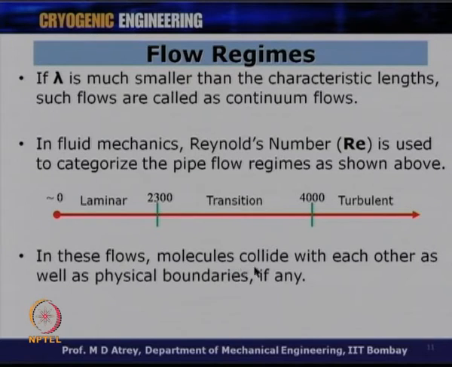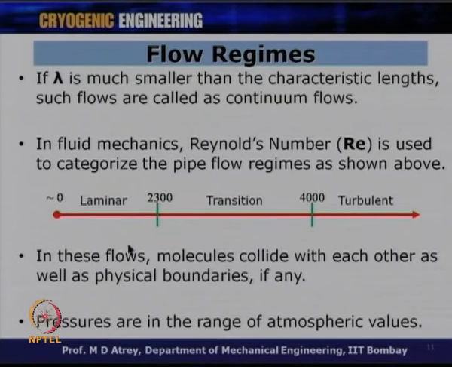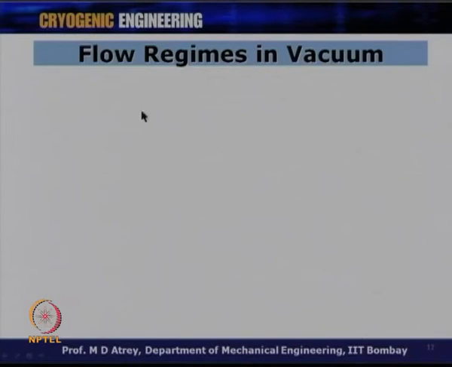In these flows, molecules collide with each other as well as with physical boundaries, if any. That means the molecules are in constant collision conditions, they are constantly colliding with each other, and they also may collide with the walls or the physical boundaries of this pipe. Now, such a thing may not exist at low pressures. In this case, pressures are in the range of atmospheric values.